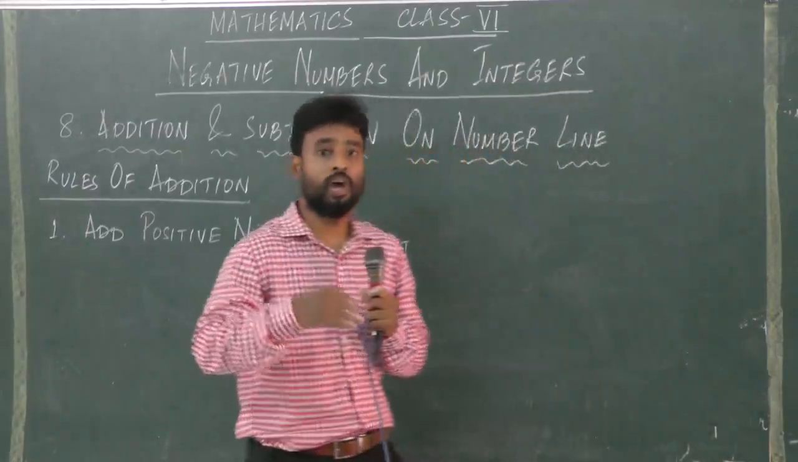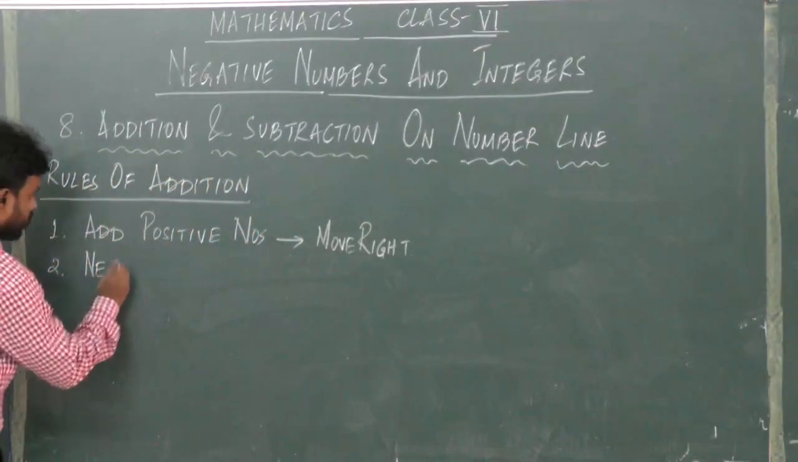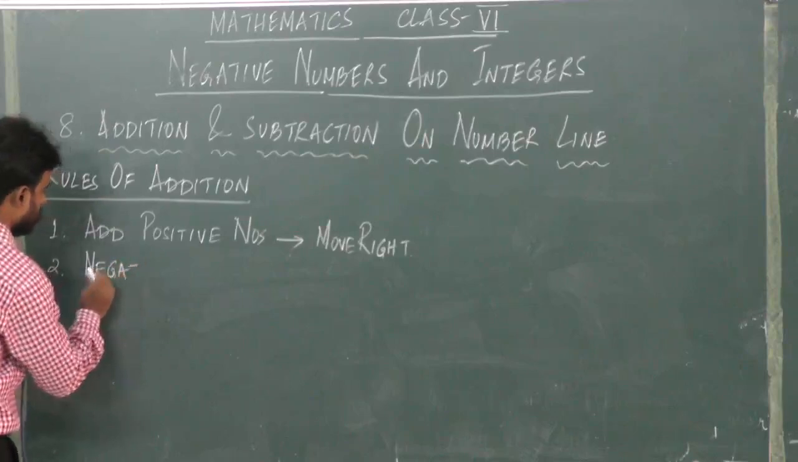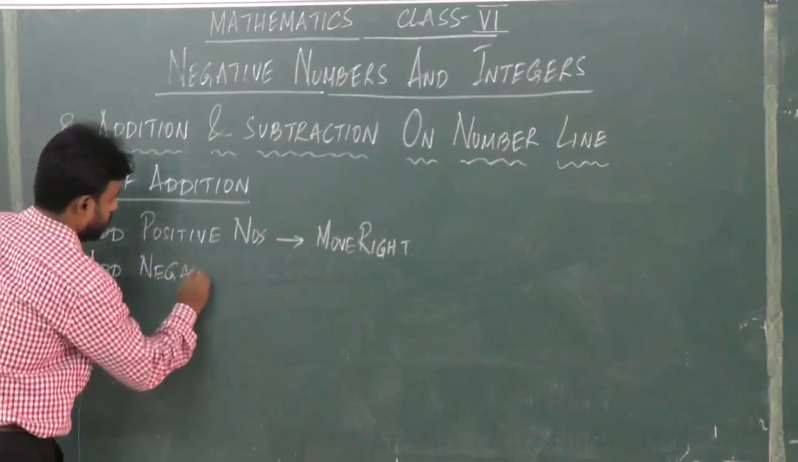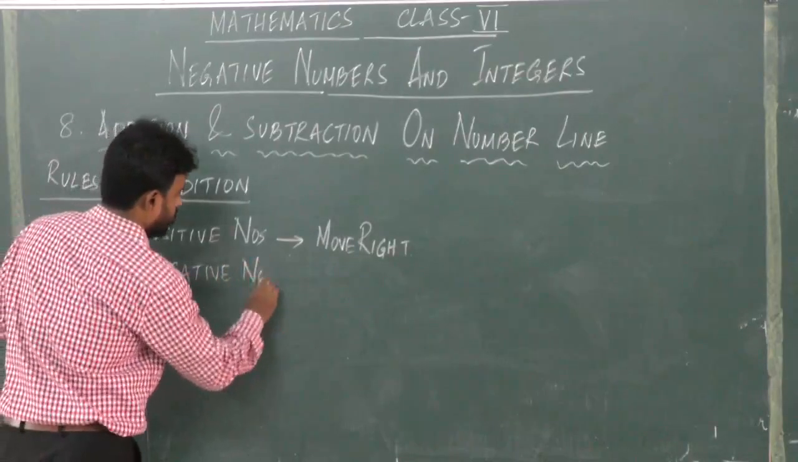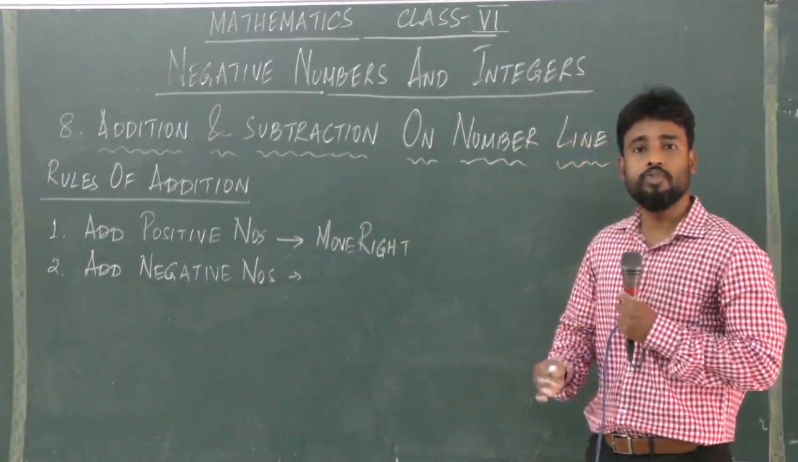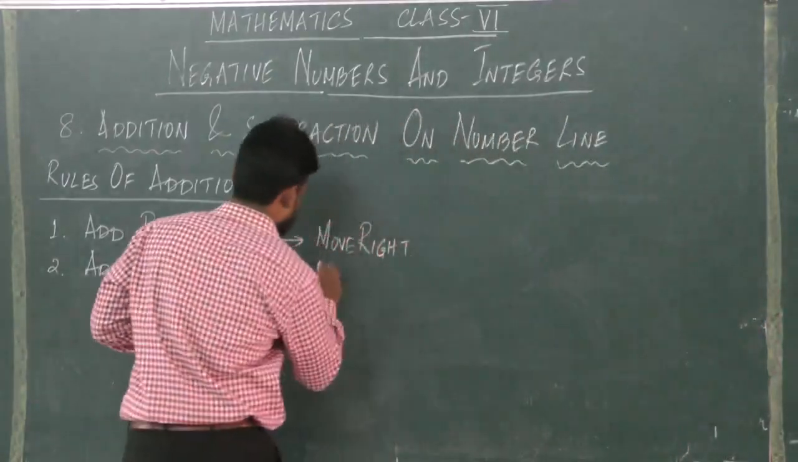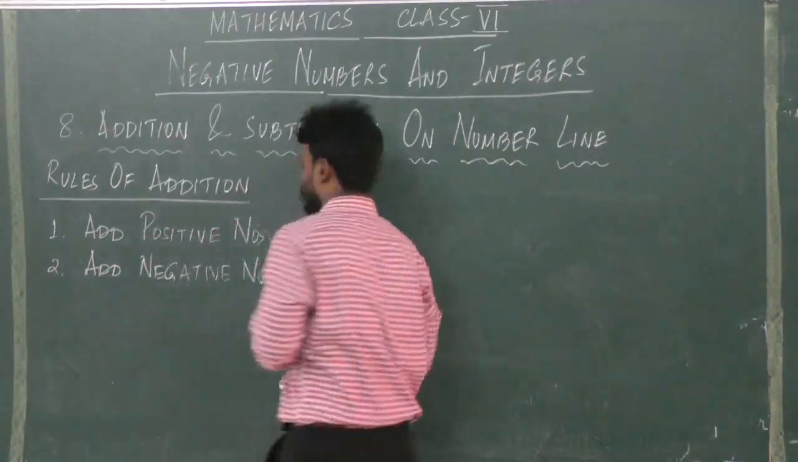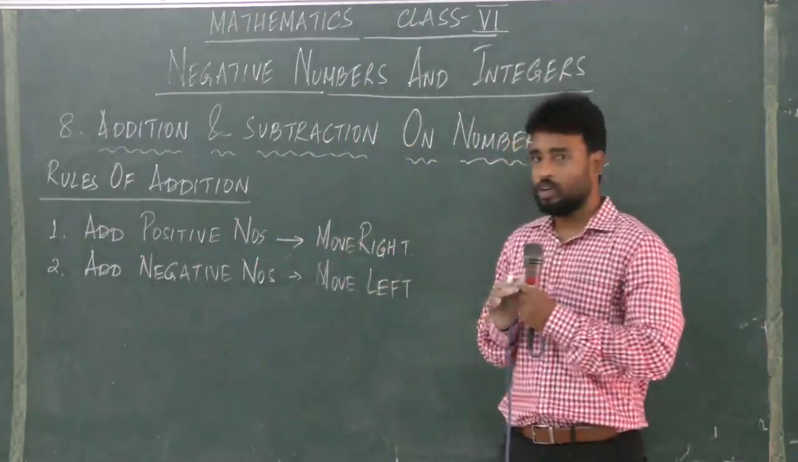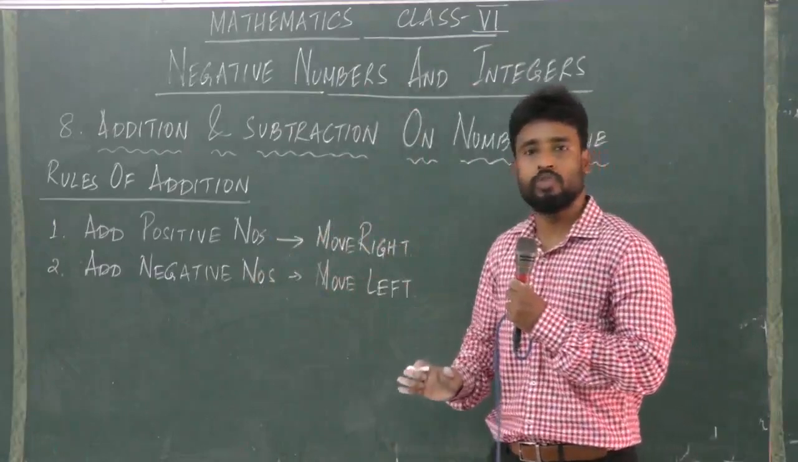In the second case, when we want to add negative numbers, in that case we need to move towards the left. So move left. So in case of rules of addition, when we want to add positive numbers, we'll move to the right, and when we want to add negative numbers, we'll move to the left.